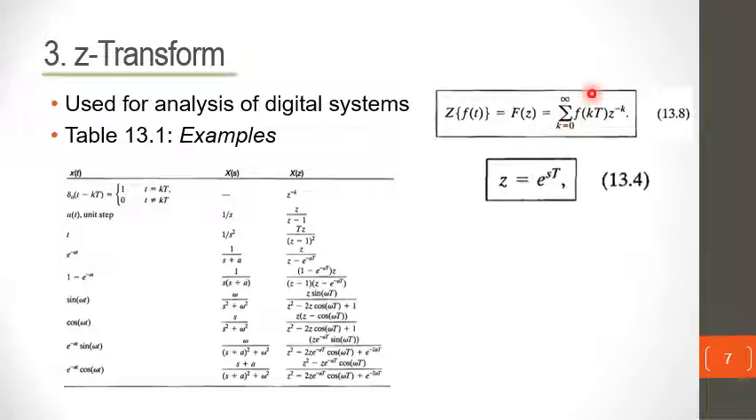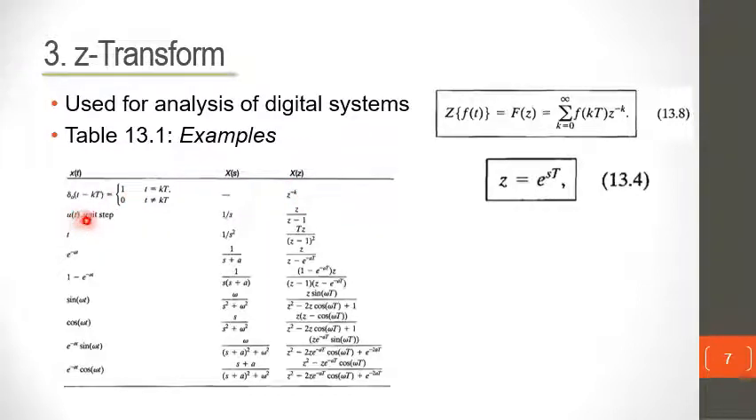infinite series of the sample values f of kT, that is the sample values, with Z to the power minus k being the variable that varies from there. So Z to the power minus 0 would be the first sample, Z to the power minus 1 would be the second sample, Z to the power minus 2 would be the third sample, and so on and so forth. So if you have an impulse, for instance, unit impulse at time t equal to kT, its Z transform will simply be Z to the power minus k.